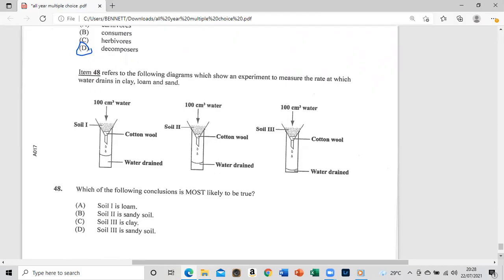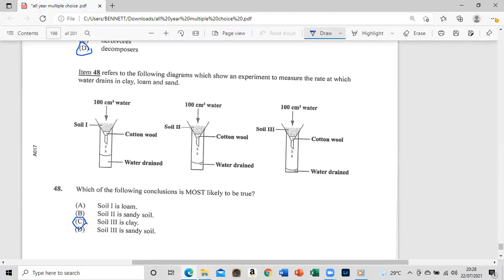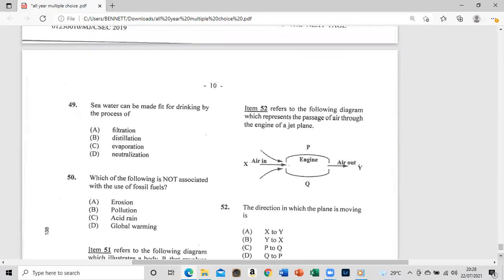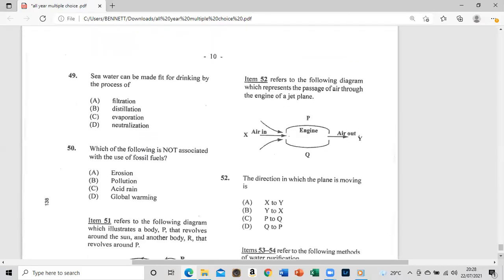Soil 3 is a clay. And we're gonna go with this one. Soil 3 is clay. Just look out. So 49. Just 10 more to go, guys.